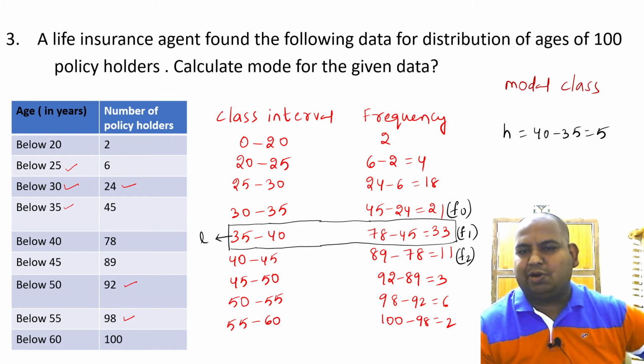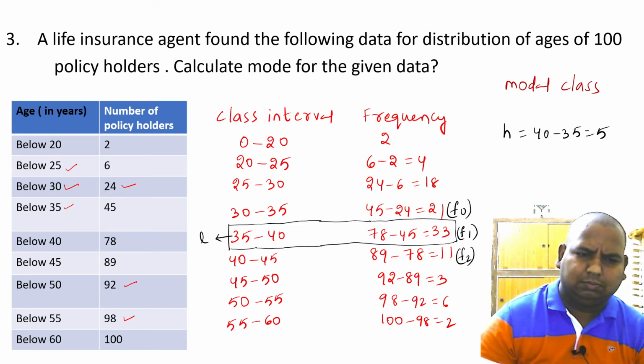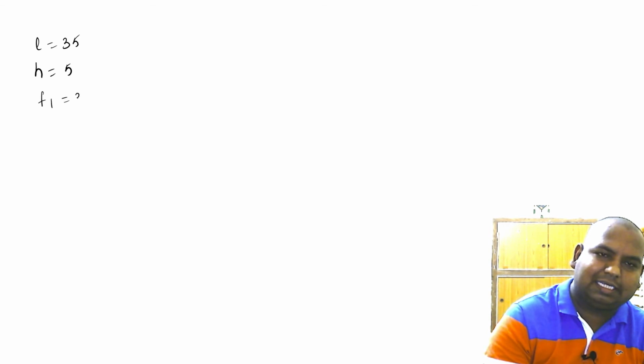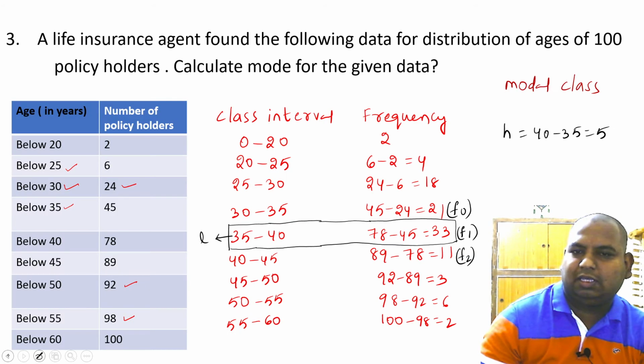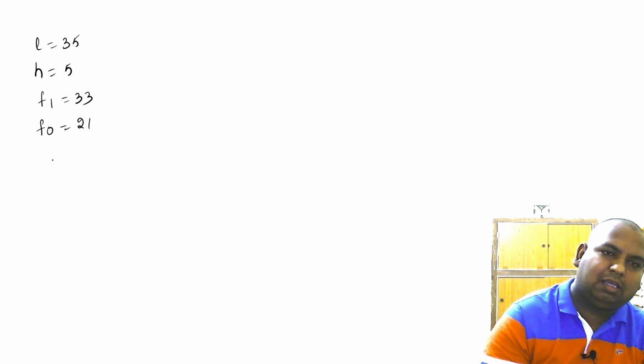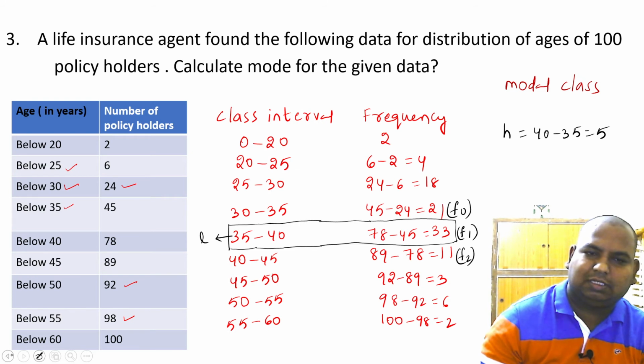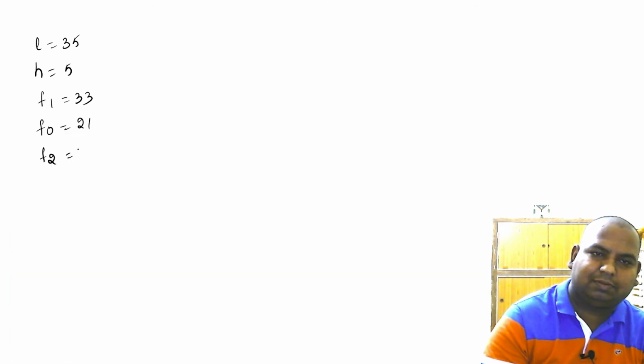Got it? Now it is time to substitute all the values, but before that we list all the values. What is the value of l? l was 35, h is 5, f1 is 33, f0 is 21, f2 is 11.